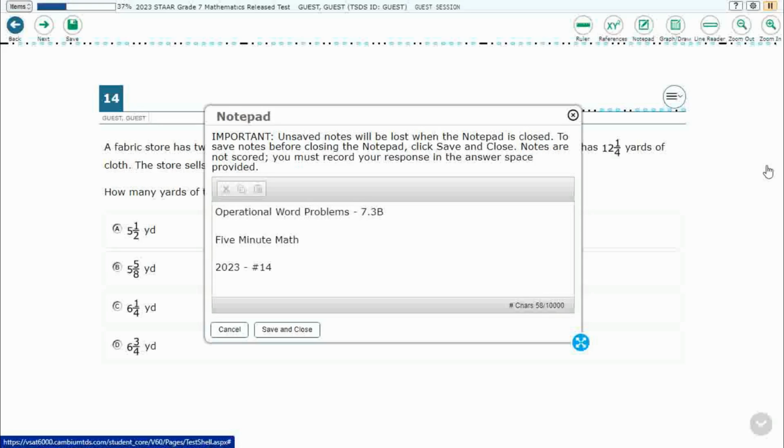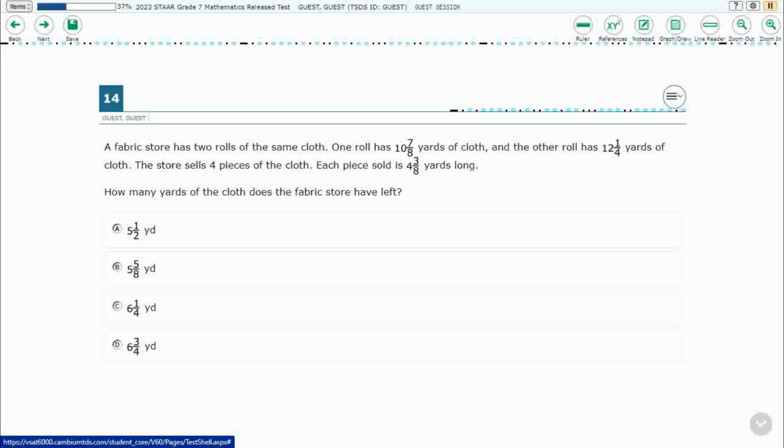Today we are looking at the 7th grade concept of operational word problems. This is standard 7.3b in the great state of Texas, and we are using item number 14 of the 2023 released STAAR test. If you haven't done so already, please go ahead and take a moment to pause the video, work this problem out on your own, unpause it, and we will look at our answers together.